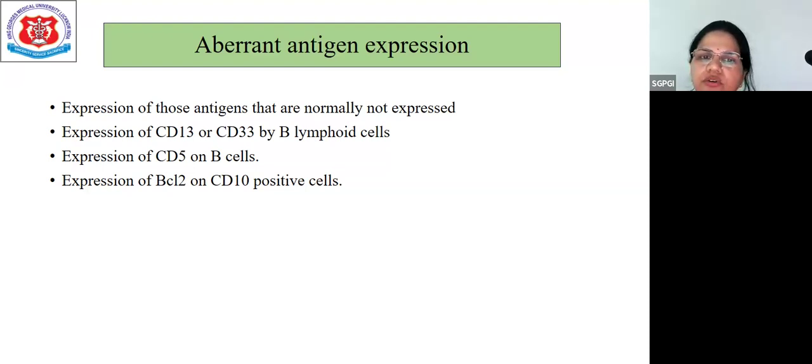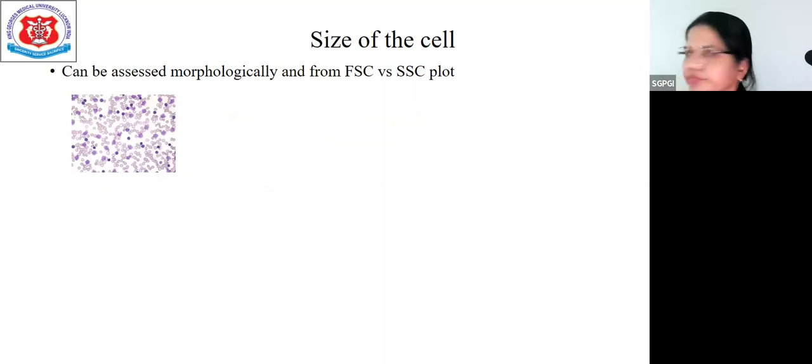Expression of BCL2 on CD10 positive cells is considered to be abnormal. CD10 is a germinal center marker and germinal centers are negative for BCL2. So if CD10 positive cell starts expressing BCL2, then it is abnormal. Expression of 13 or 33 by B lymphoid cells is abnormal. 13 and 33 are the myeloid markers and they should not be normally expressed by the B cell. So if B cells are expressing 13 or 33, it is considered to be abnormal.